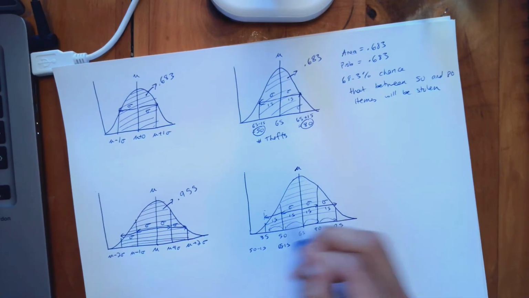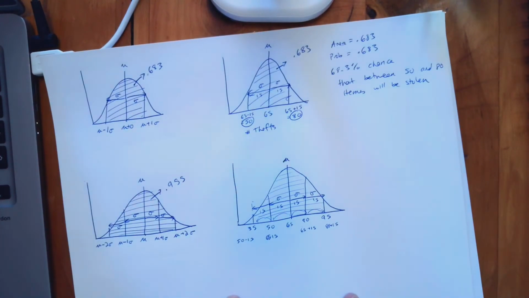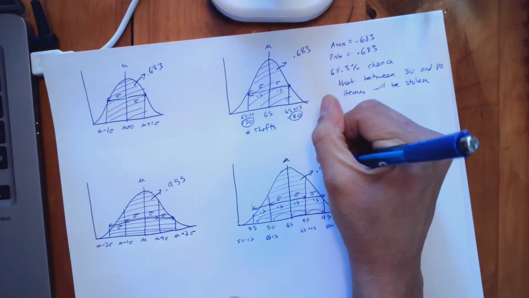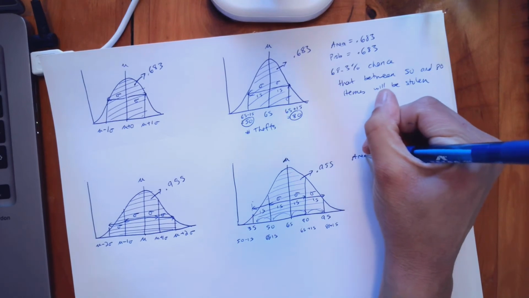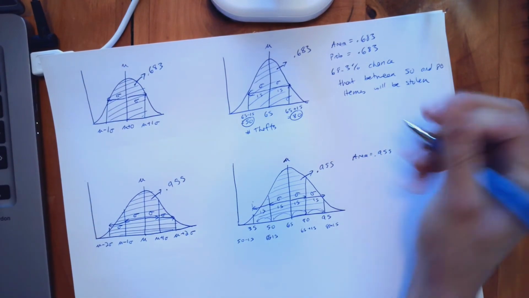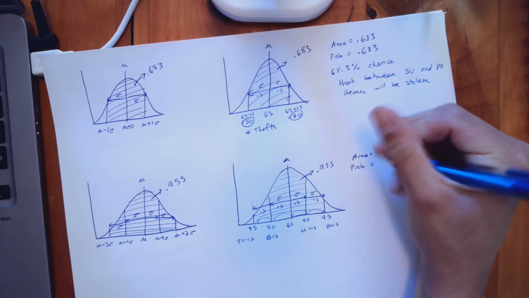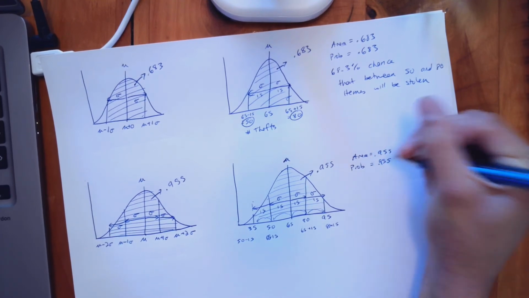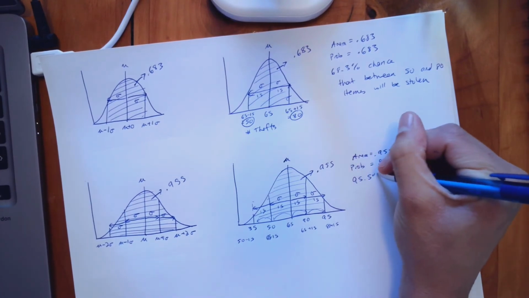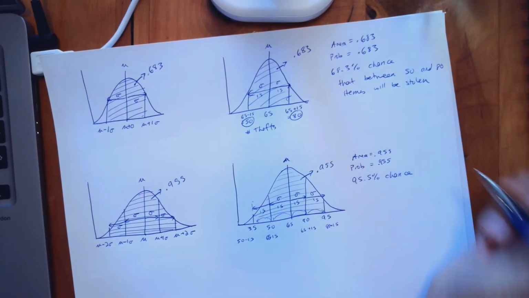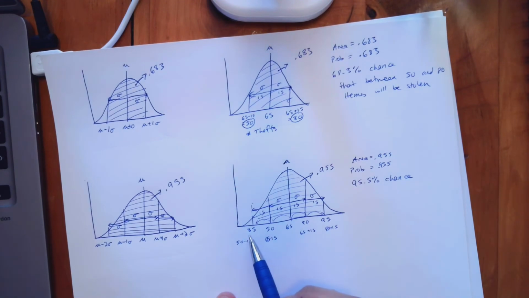So I'll shade in all this area, and you can probably see where I'm going with this now. The area between these 2 values is going to be equal to 0.955. Again, thanks to this handy-dandy rule that we have here. With an area of 0.955, we have a probability of 0.955, and that tells us that we have a 95.5% chance that between 35 and 95 items will be stolen.